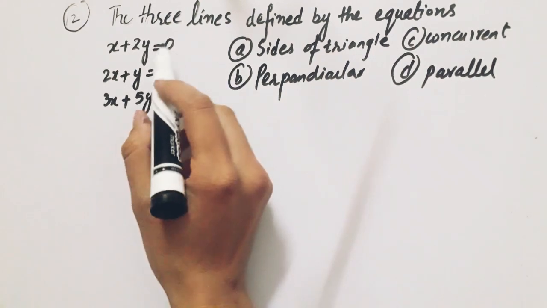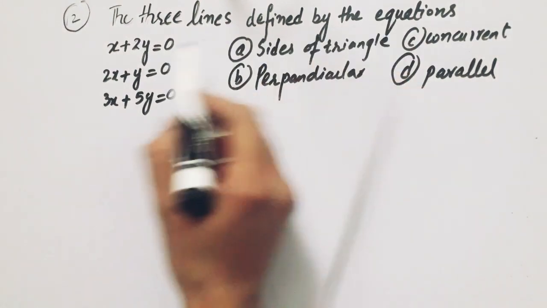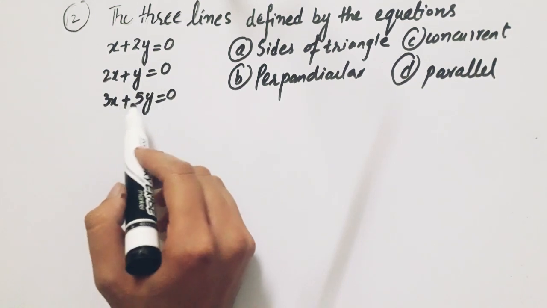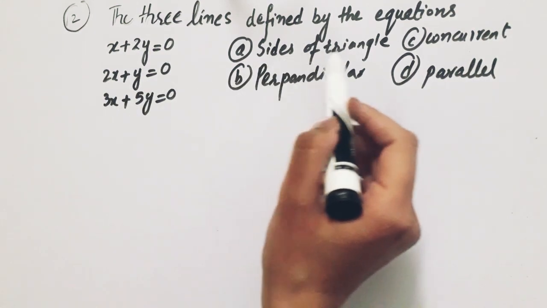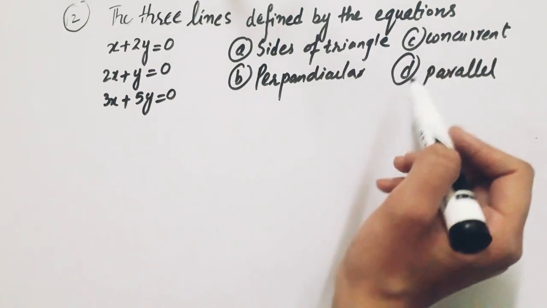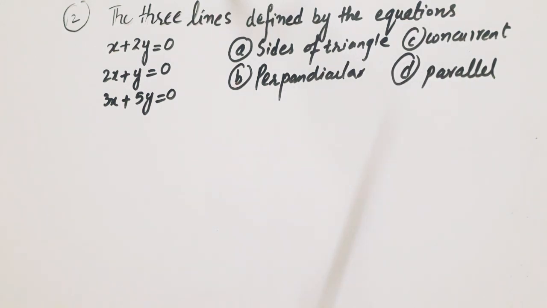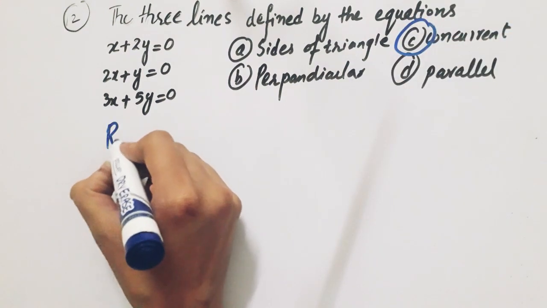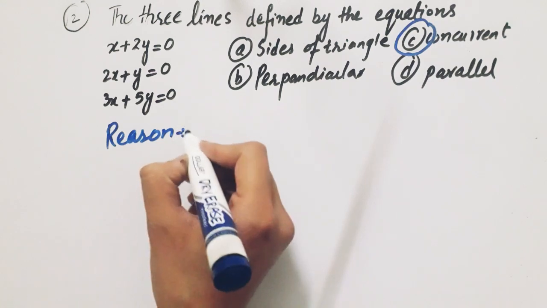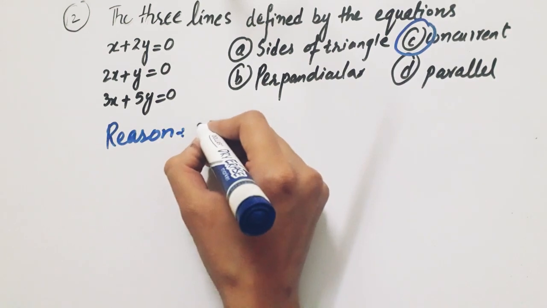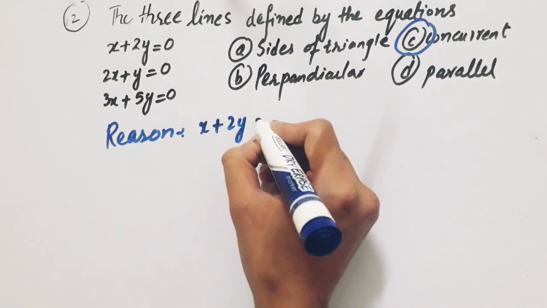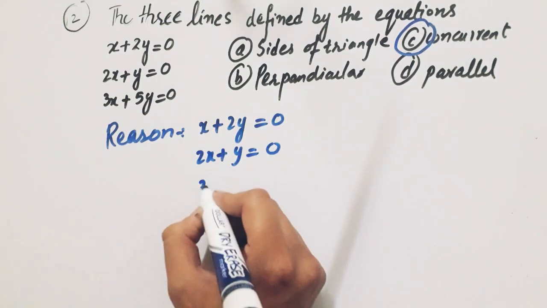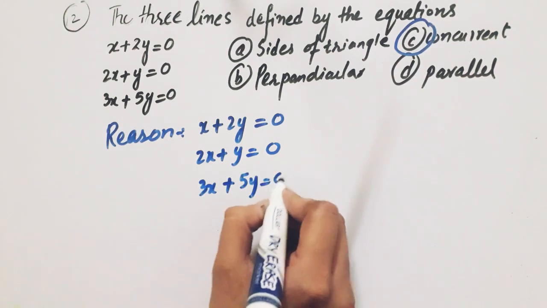Now the MCQ 12 is, the three lines defined by the equations x plus 2y is equal to 0, 2x plus y is equal to 0, 3x plus y is equal to 0 are the sides of a triangle, perpendicular, concurrent or parallel. So the right option of this MCQ is concurrent. And now the reason behind this is, first of all you will write all the equations. x plus 2y is equal to 0, 2x plus y is equal to 0 and 3x plus 5y is equal to 0.